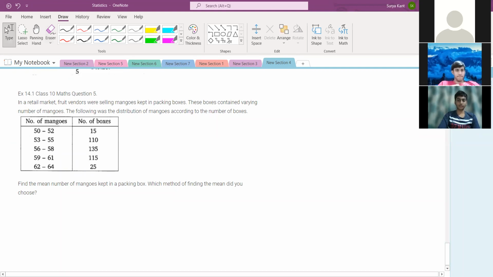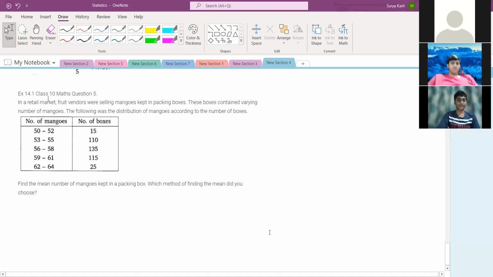So you're getting the answer as 57 point something. You're telling, right? Yeah, 57.19. You did it by step deviation method. Yeah, only by step deviation. Praharshan, you?